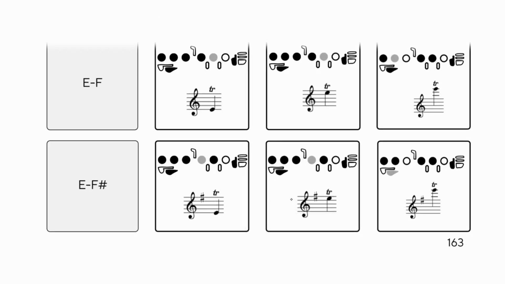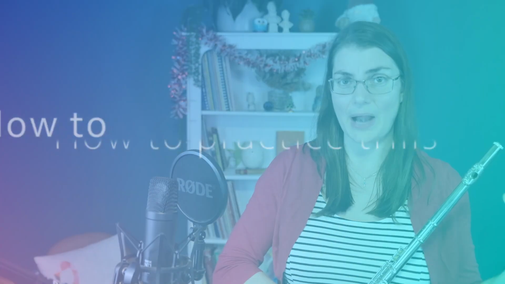Another really common trill fingering is the E to F sharp, where here we are actually going to hold the E down and then just move this index finger in your right hand to get that trill. Okay, the next big question, how to play trills and how do we practice trills?